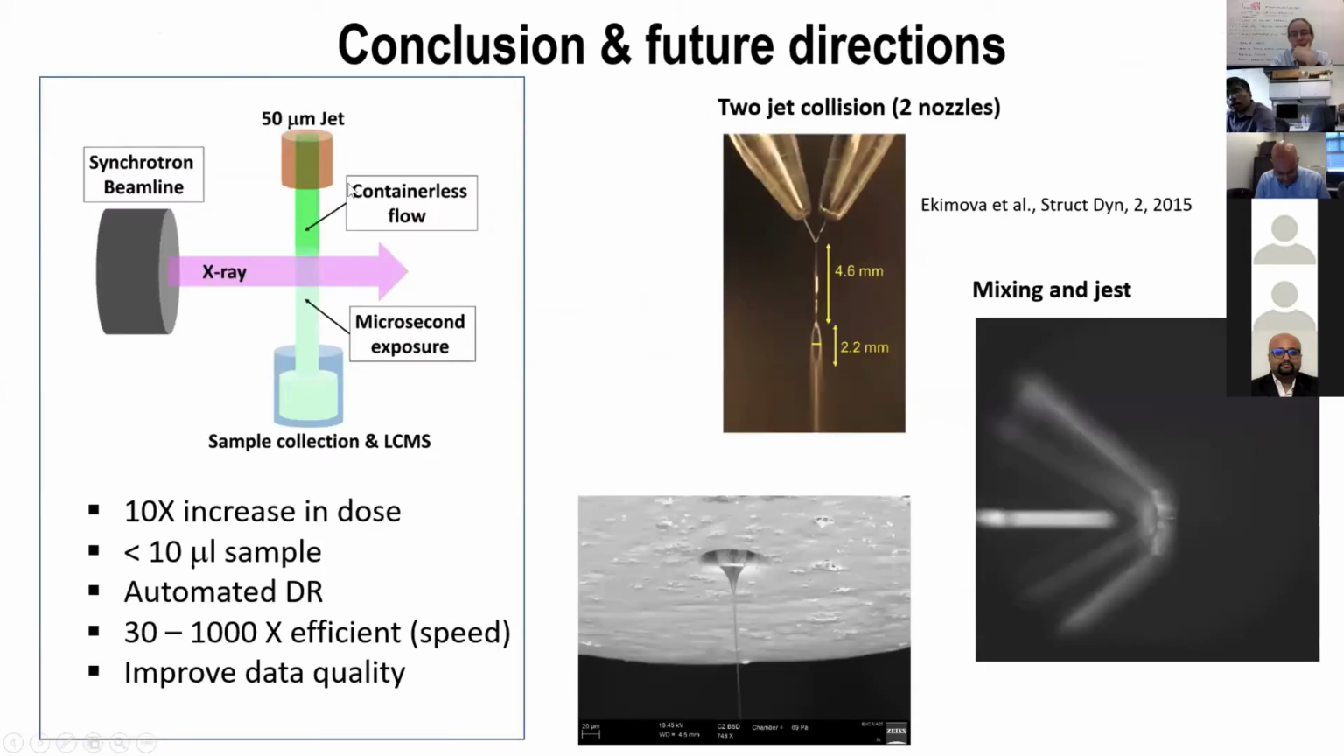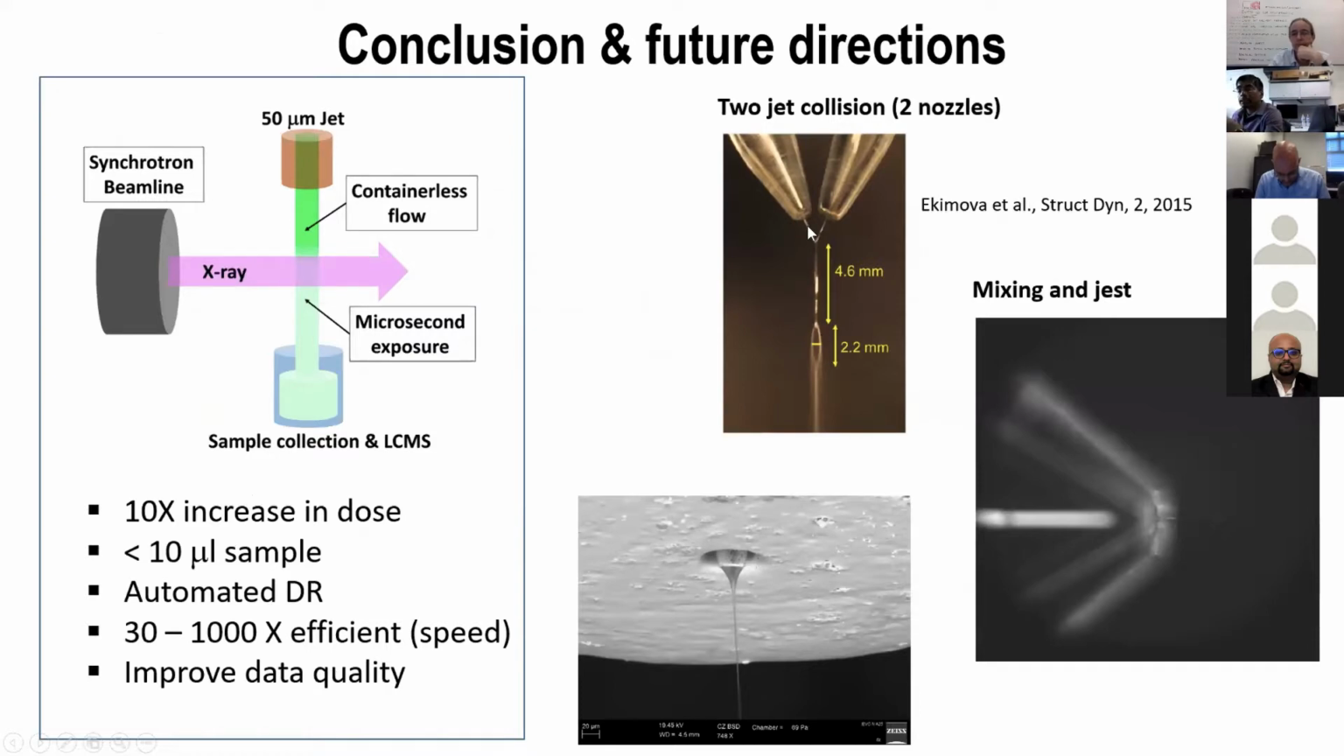Overall, we got like a 10-fold increase in dose. We can use less sample. We can do it automated here, and overall it's very efficient. We can now complete the experiment within an hour, including the dose response. That's pretty significant. There are different kinds of future development that we want to do.